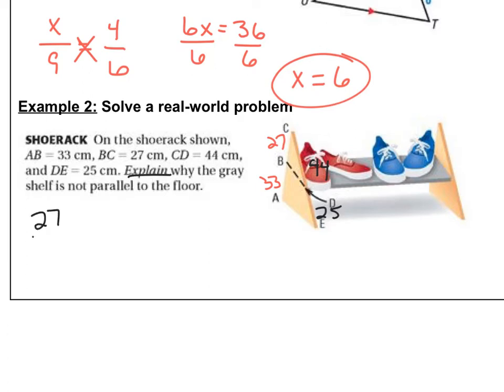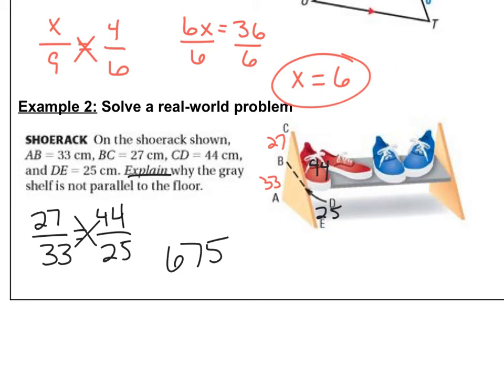So however you want to set this up, we'll stay on the red side first. I'm going to say 27 over 33 is equal to 44 over 25. So the very first thing we're going to have to do is cross multiply. Whichever way you want to go first, we're going to go here and here. 27 times 25 will give us 675. And then 33 times 44 gives us 1,452. I don't think those are equal to each other. Therefore, because they're not equal to each other, that means that this and this are not parallel.